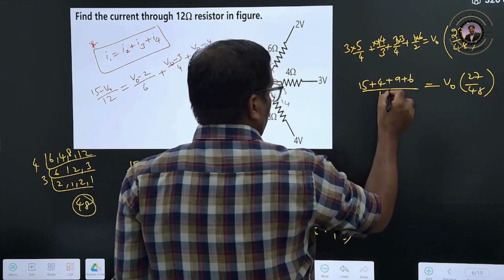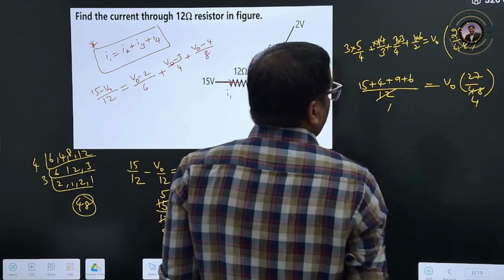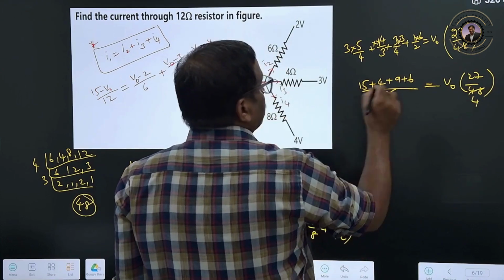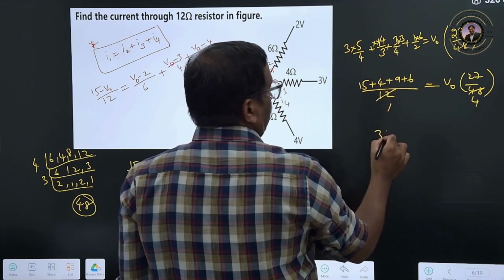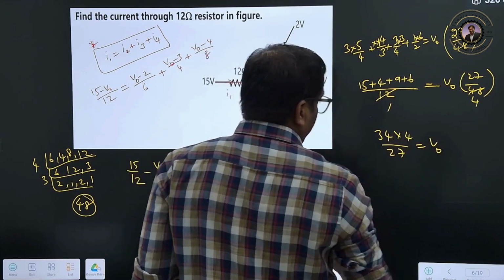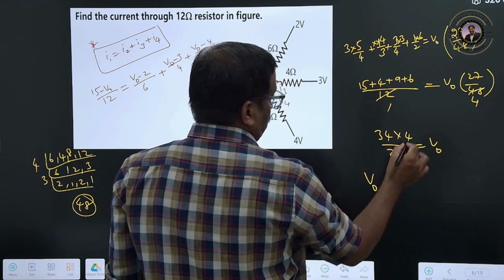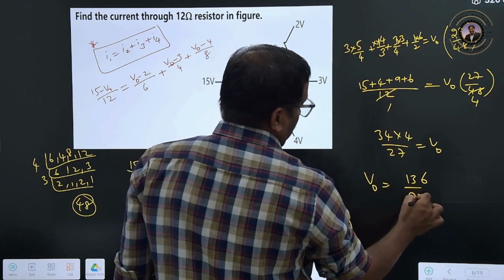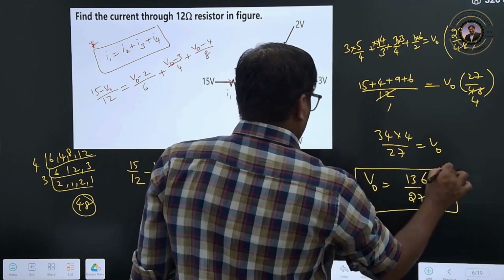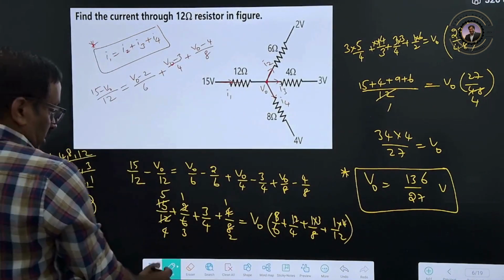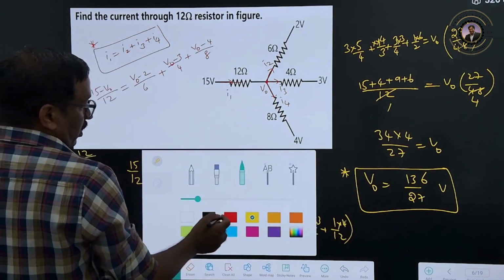12 1s are 12, 4s are 48. So how much will it be? Here it will be 15, 15, 30, 34 into 4 by 27. This is nothing but V naught. V naught is equal to 136 by 27 volts. So this is your junction potential now, right? So slightly lengthy we got it now.